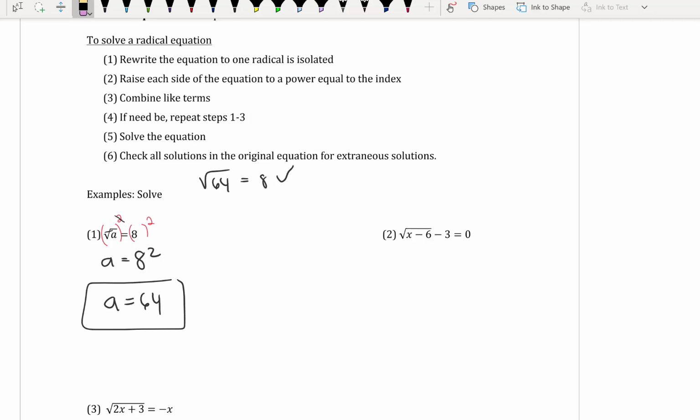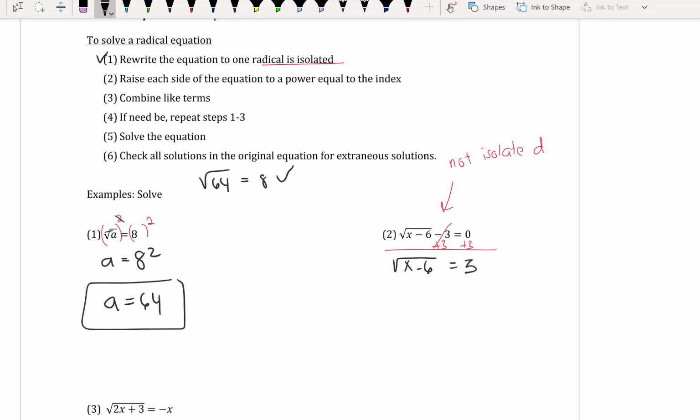So now I want to do the exact same thing with question number 2. So we want to make sure for step number 1 that the radical is isolated. So here it is not isolated. In order for this to be isolated, I need to add 3 to both sides. Then the radical would be isolated. I would have the square root of x minus 6 is equal to a positive 3. Now I have isolated it.